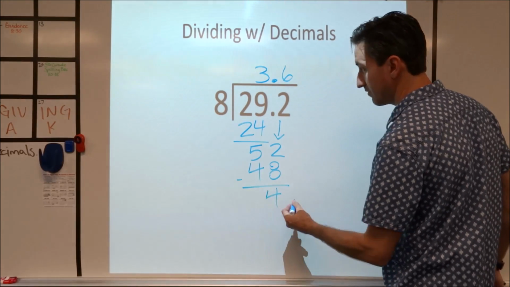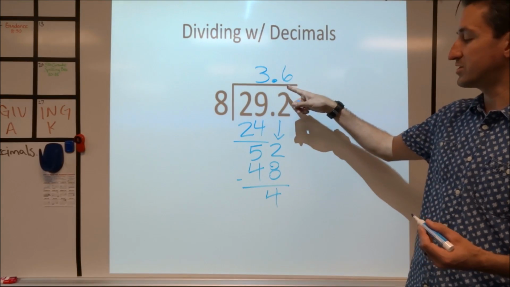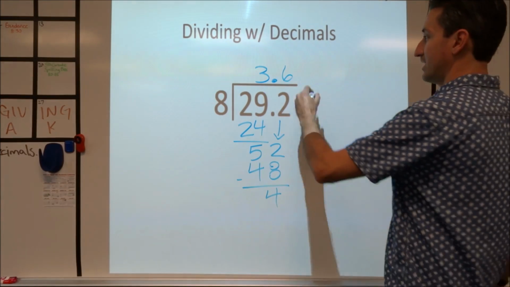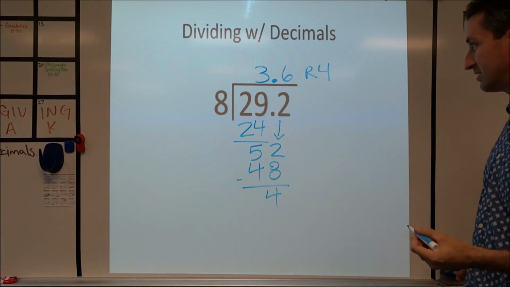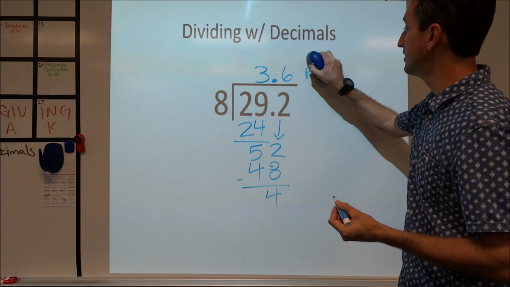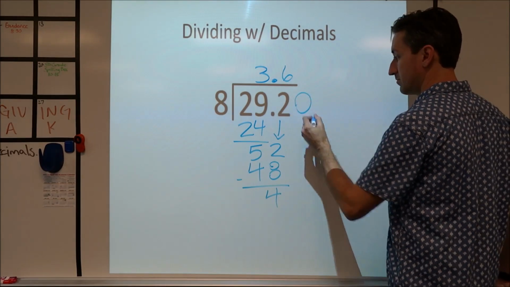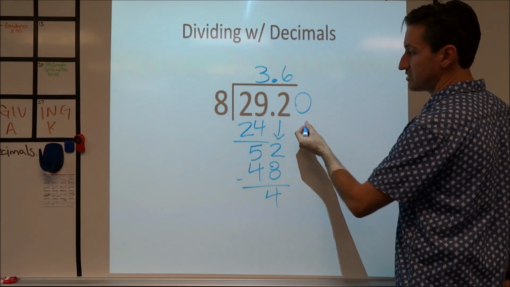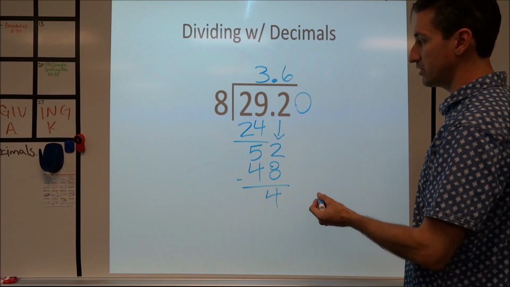Subtract and get 4. Now I can't have a decimal in my quotient and have a remainder. I can't say 3 6/10 remainder 4. It's kind of a no-no. So what we need to do is we need to annex a 0. I didn't change the value of my number by annexing a 0. I just made it look a little different.